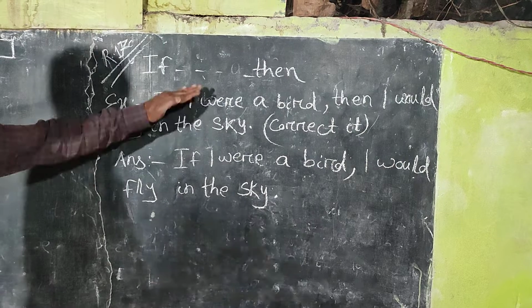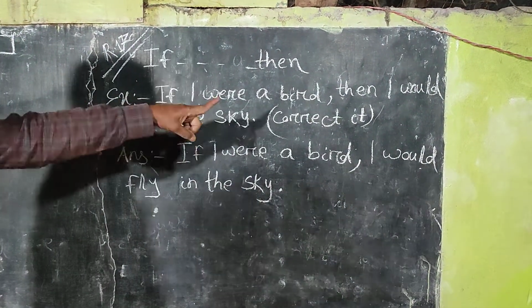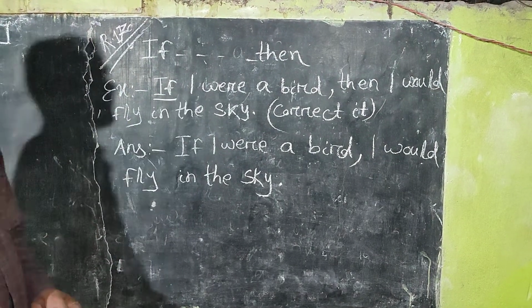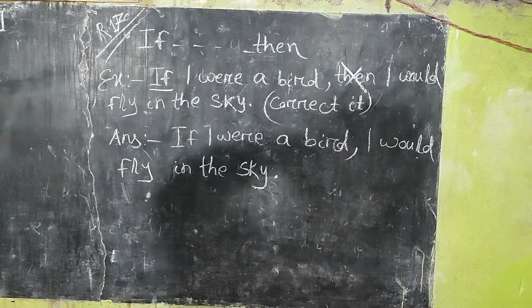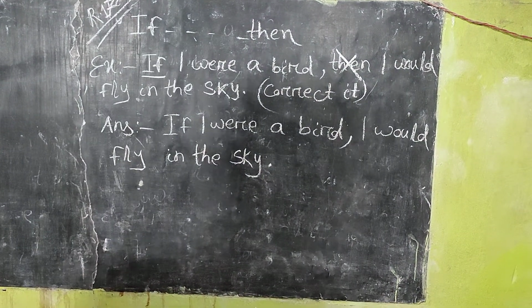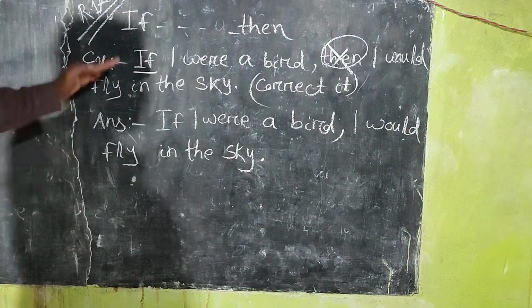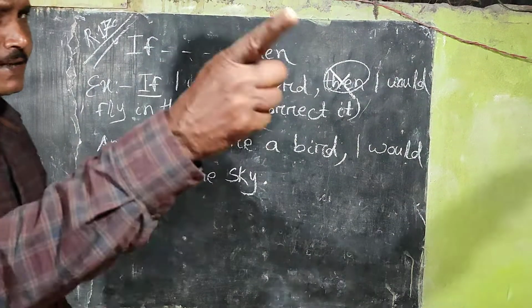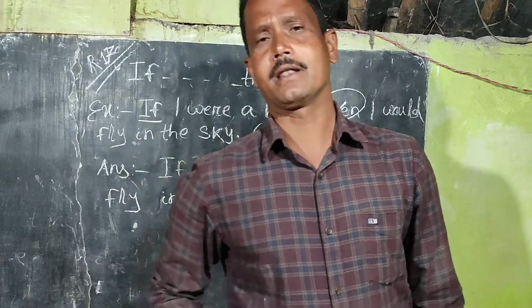Number 17, if dotted then. Most of the learners say that along with if, then is used, but actually it is wrong. That means in case of if, then is impossible. Here is an example: if I wear a board, then I would fly in the sky. Correct it. Simply omit then, and everything is okay. The answer will be: if I wear a board, I would fly in the sky. In this regard, we can say that if dot then is fully ungrammatical.